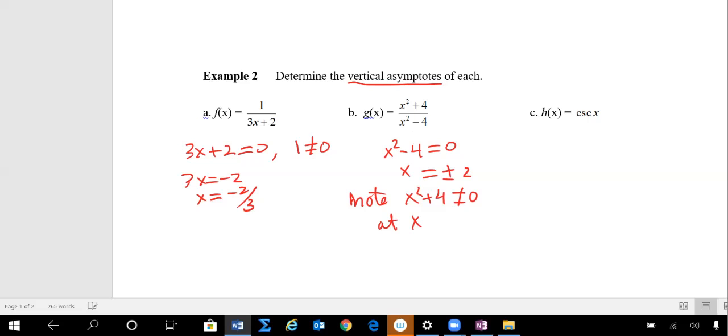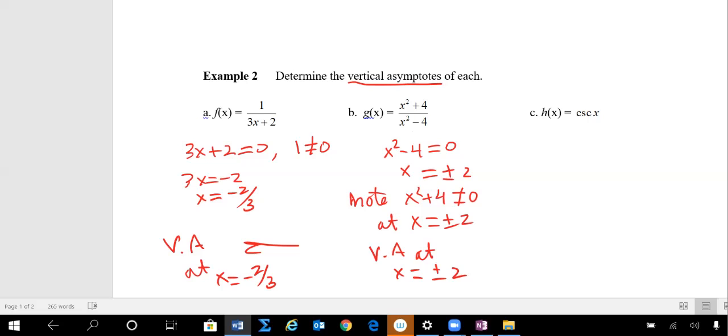It's x equals plus or minus 2. So x squared plus 4 would never be 0 for any real numbers. So there we have two more. We have two vertical asymptotes, VA at x equals plus or minus 2. Remember back over here we had VA at x equals -2. Here we have another one.